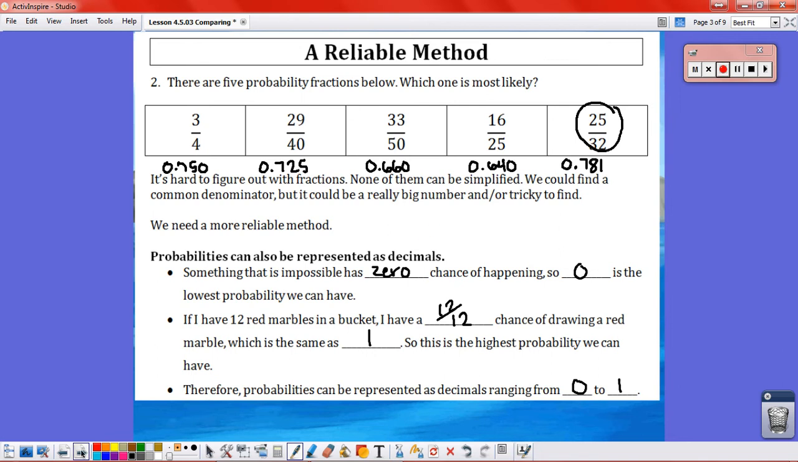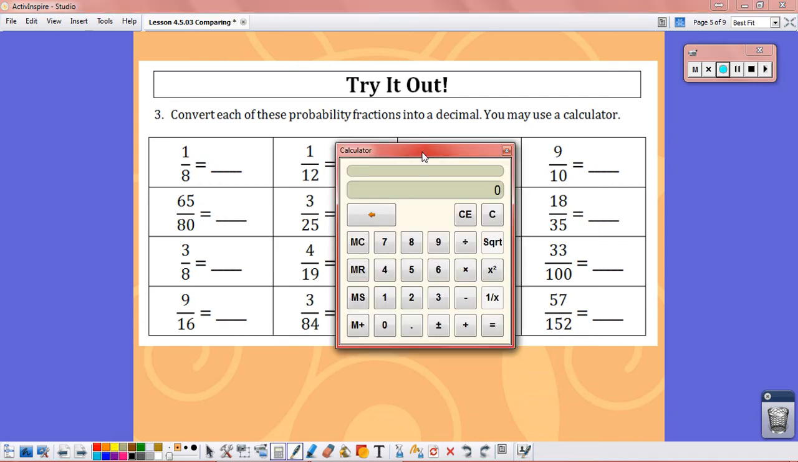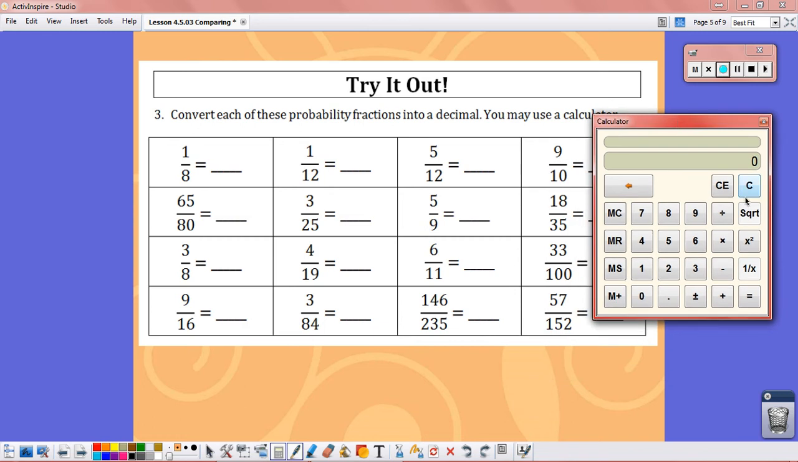Then I go ahead and have the kids try it themselves. They have their calculators, they just do their division. The hardest part a lot of kids have is with the rounding, because a lot of these have repeating digits or really long decimals. Let's see if we can find one. 5 divided by 12 was kind of long.